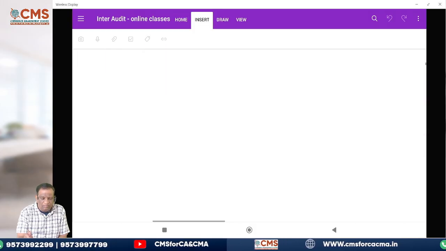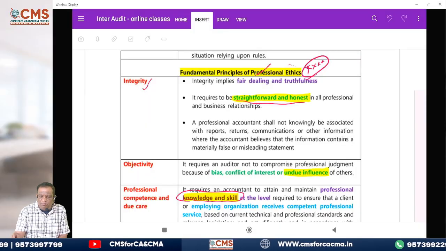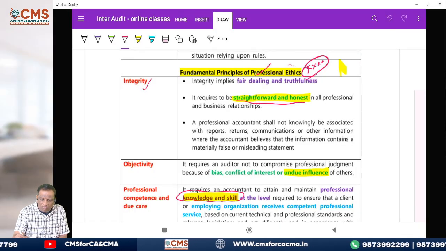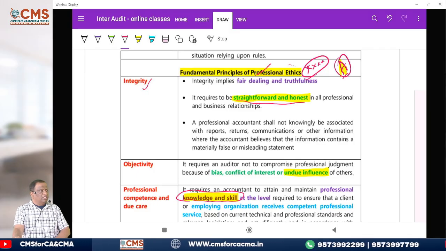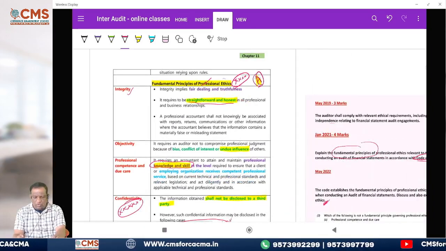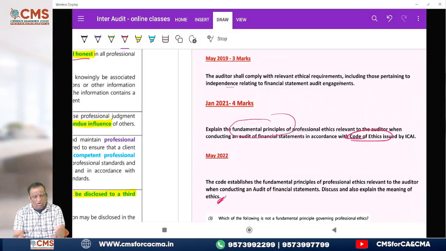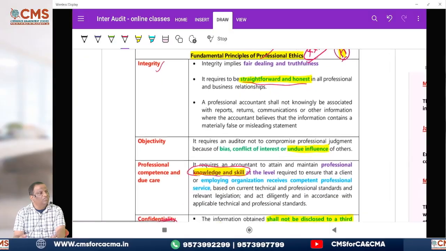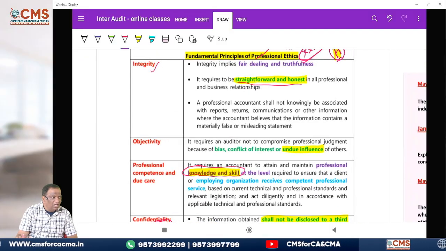Then let's move on. Another very important question, you can mark it with A category or double A category, whatever you like, is: what are the fundamental principles of professional ethics? Like see, so many questions are repeatedly asked for 4 marks, 2 marks, 3 marks, all types of it. The question is simple and straightforward. What are the fundamental principles of professional ethics? One is integrity. Integrity is straightforwardness and being honest.